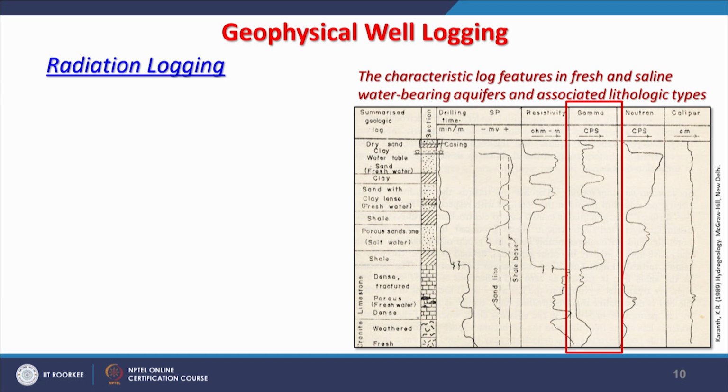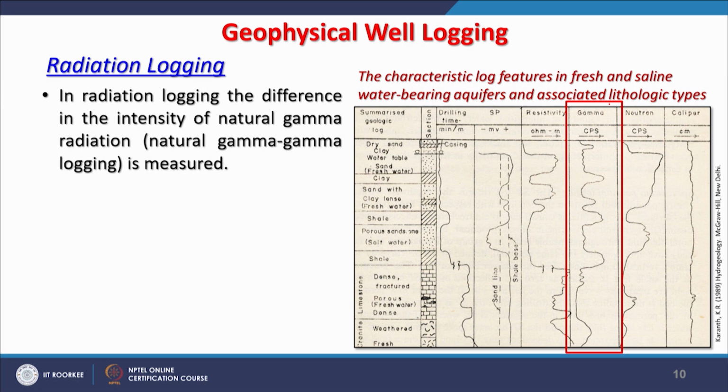First we will take radiation logging, which creates a gamma log, marked here with the red box. In radiation logging, the difference in the intensity of natural gamma radiation, that is natural gamma logging, is measured.